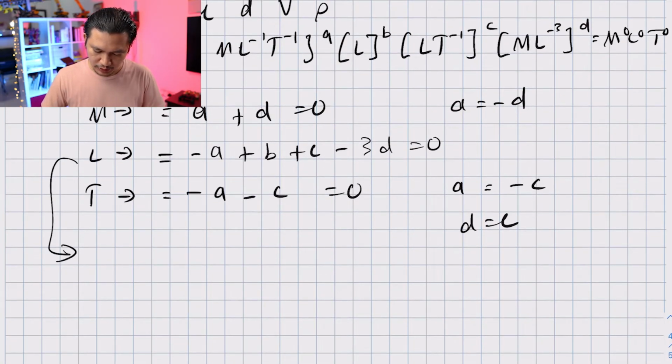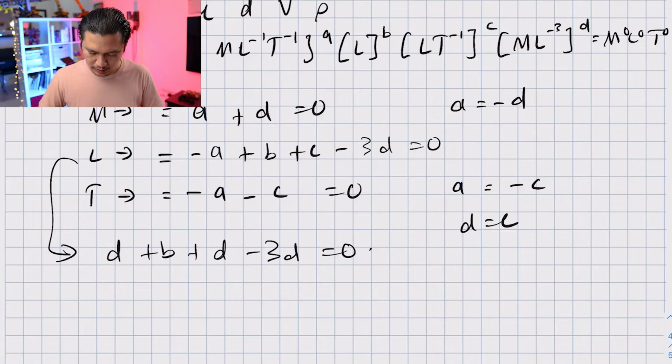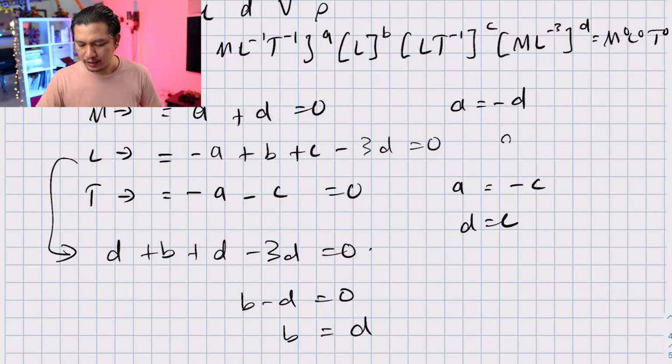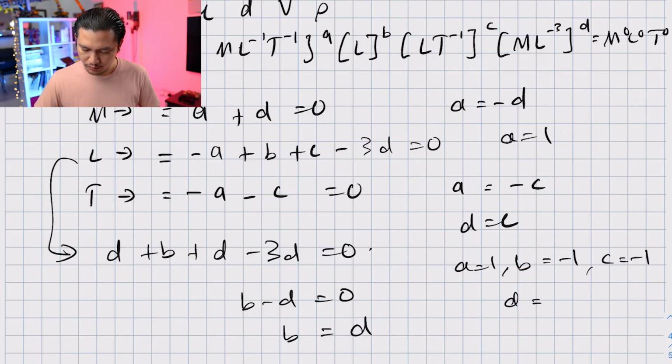So if we want to solve for this, let's make everything D. So minus A is D plus B plus C, C is D, and minus 3D equal to 0. So this will be B minus D equal to 0, and B equal to D. And again, let's just do A equal to 1, because why not, right? So when A equal to 1, B is going to be equal to D, D equal to C, C equal to minus A. B equal to minus 1, C equal to minus 1, and D also equal to minus 1.